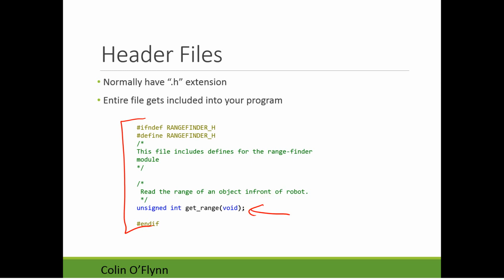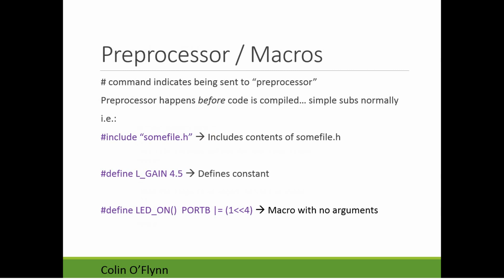This function gets the range from the rangefinder and returns it as an unsigned integer. So it just tells the compiler and you some information about what the functions do. All of this stuff is done through the preprocessor, that include system. So you can see it's a preprocessor. If it has this hash command, it means something's being done by the preprocessor.